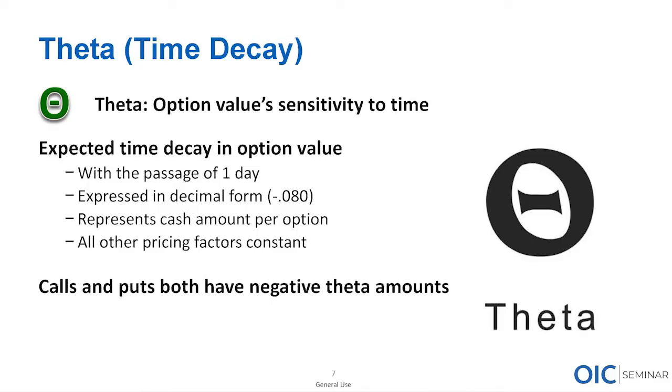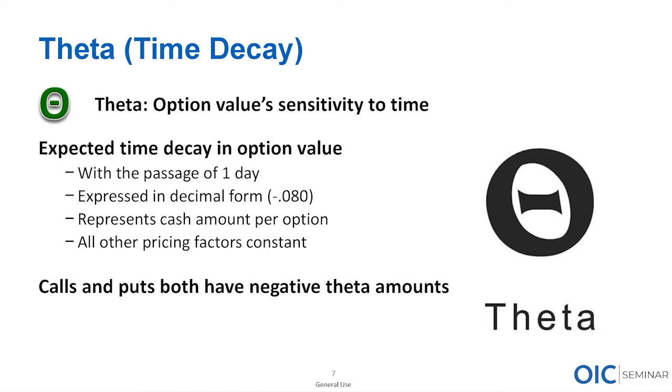Theta, simply put, is the amount of expected erosion in the option premium amount given a one-day passage in time, expressed in decimal form on a per options contract basis, and that's a monetary amount.